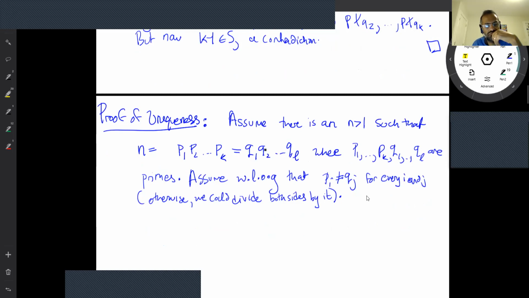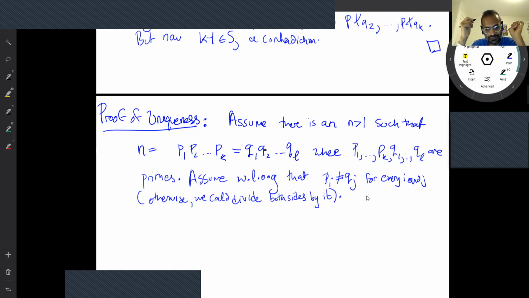So now I have this prime factorization into two different products of primes, and there are no primes in common. So I claim that with the corollary, I can finish the proof of uniqueness in one step. What's the key observation? Left side divides the right. Well, the left side divides the right because it equals the right.